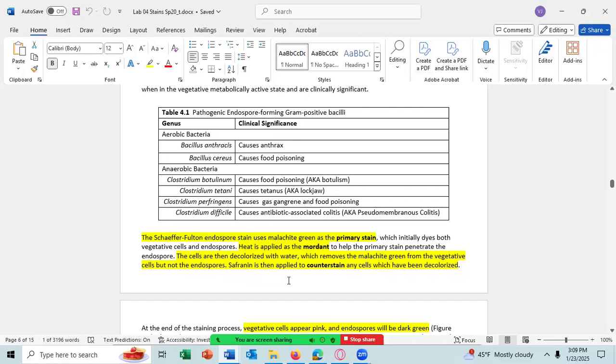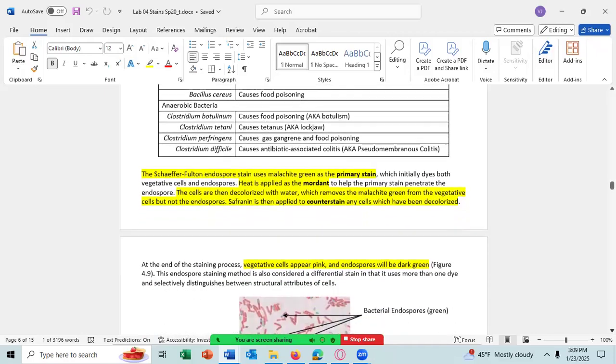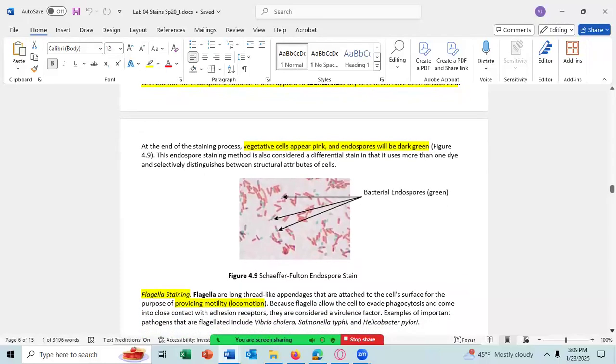Safranin is then applied as a counterstain to stain the cells that are negative for the malachite green, meaning the decolorized cells. So the vegetative perianthal cells will appear pink from the safranin. The endospores will appear dark green from the malachite green.